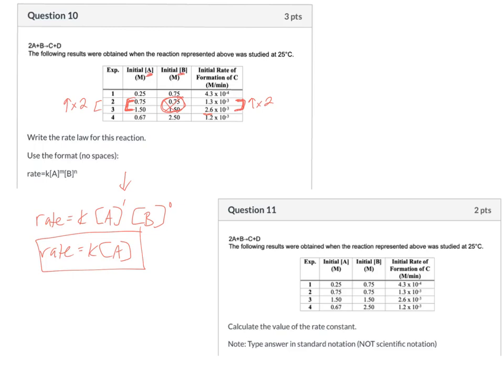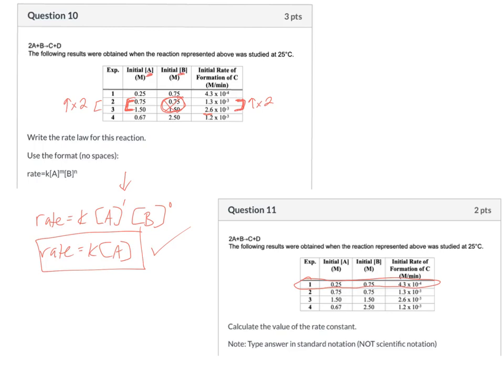Okay, number 11. Number 11 stems from this. It says, using the same information, calculate the value of the rate constant. Now my rate constant is K. So all I do is take the information in the problem here. I can do any experiment I want. I'll use experiment 1, and I plug it into my rate law, which I just found here.